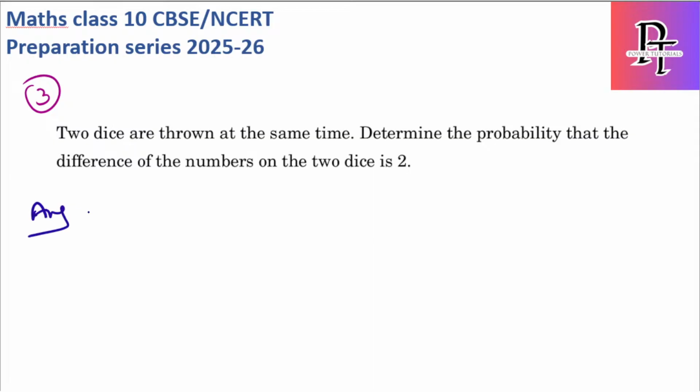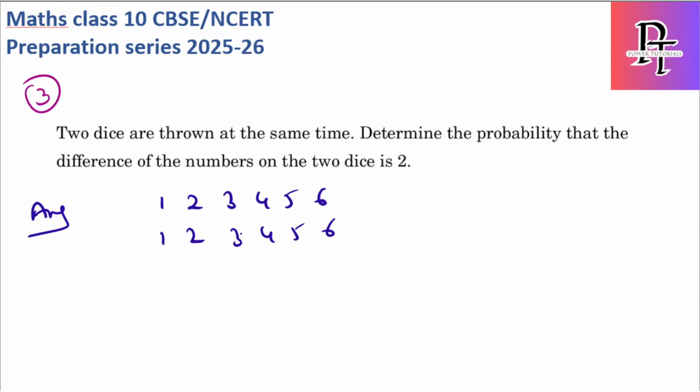Two dice are thrown at the same time. Determine the probability that the difference of the numbers on the dice is 2. Each die can show 1, 2, 3, 4, 5, 6, and the other die also shows 1, 2, 3, 4, 5, 6.